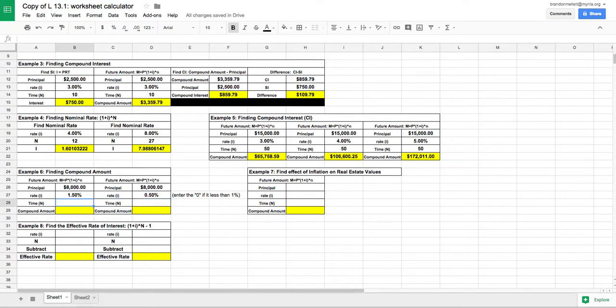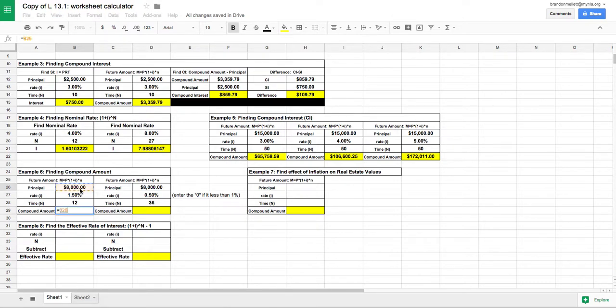Okay, now we look at the time. It's 3 years for the first one, compounded quarterly. That's going to be 12 because it's going to compound 4 times throughout 1 year. 4 times 3 is 12. The other one is monthly. So we're going to take the 3 times 12 and get 36 because it's compounding monthly 12 times throughout a year. All right, let's plug in our formulas.